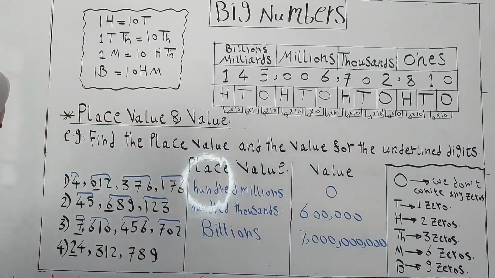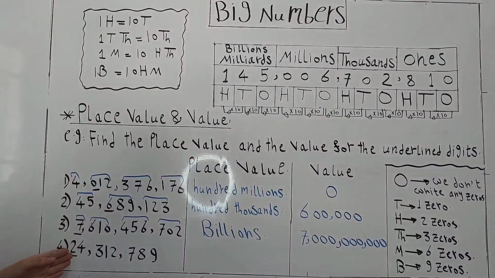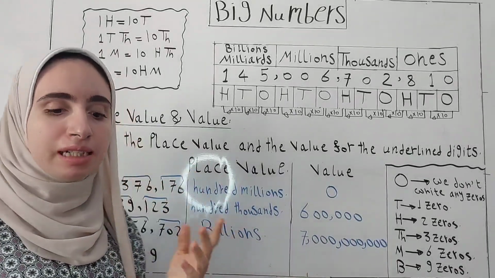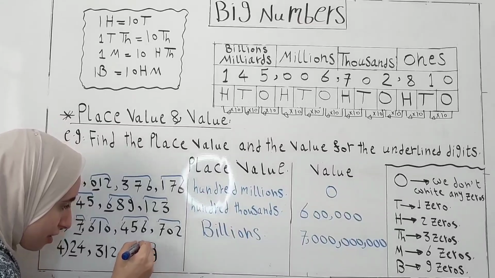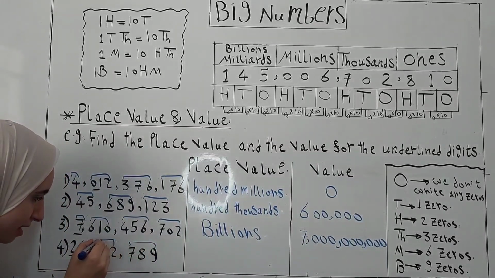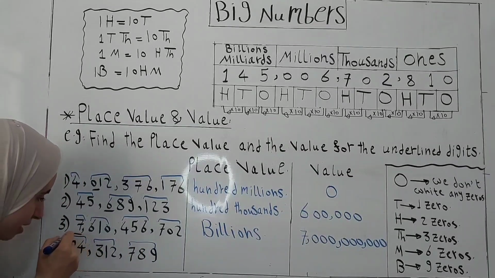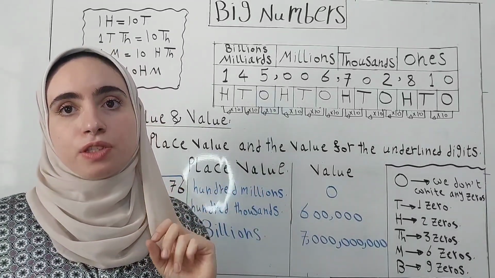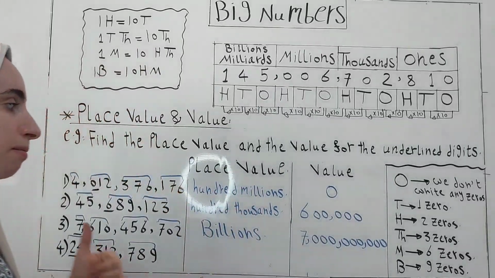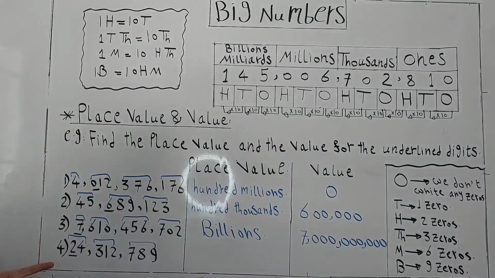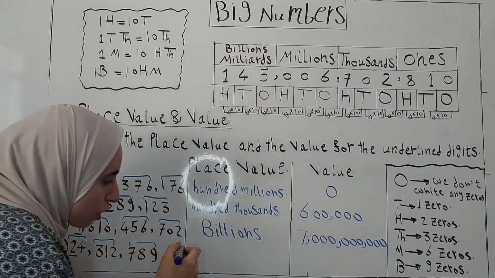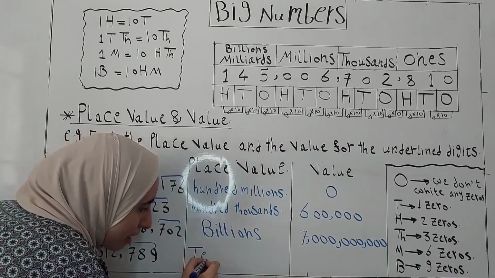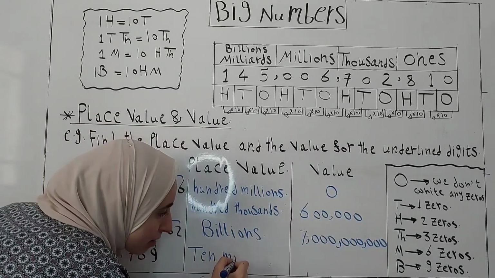In the fourth one, we need to find the place value for the digit 2. The digit 2 is in which family? This is the first family, this is the second family, and this is the third family. The third family is called millions. In which place? Millions or 10 millions or 100 millions? On the 10 millions place. So the digit 2 is in the 10 millions place.